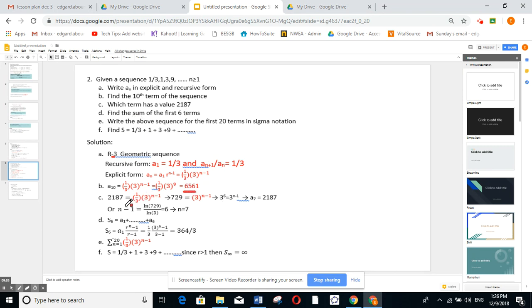Which term has value 2187? I put in the formula and cross multiply. 2187 is 3 to the power 7, so the equation gives 3 to the power 6. You can use your calculator. So n minus 1 equals 6, so n equals 6 plus 1. So it's the 7th term.